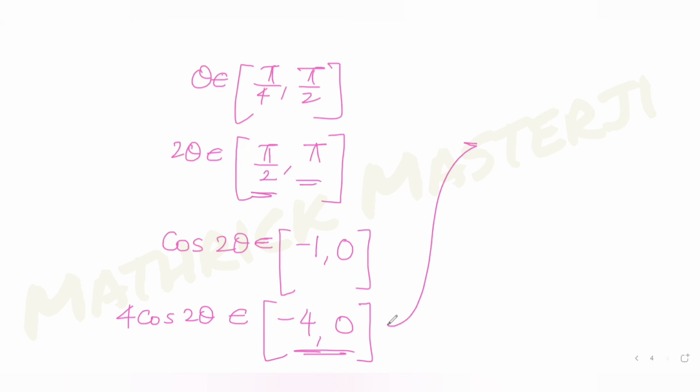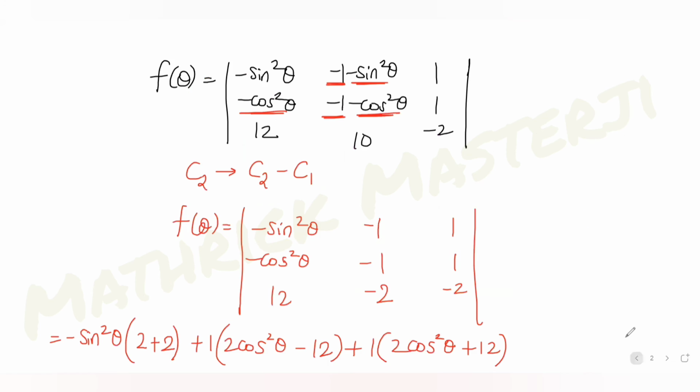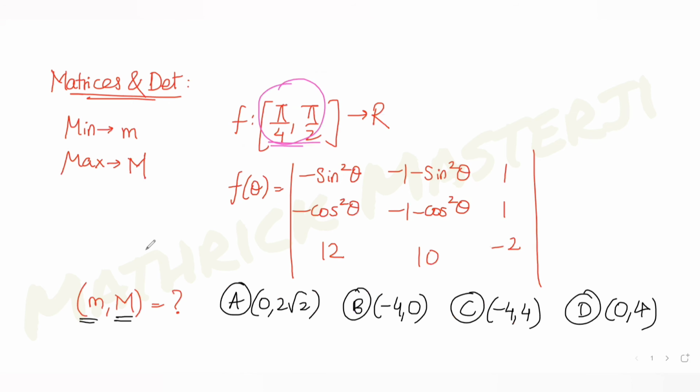So you get your ordered pair small m comma capital M in the interval of minus 4 to 0. And if you see the answer choice that matches here with the question, it is option B. So B becomes the correct answer for the question given to us here. We get the minimum value as minus 4 and the maximum value as 0. So your answer becomes option B.